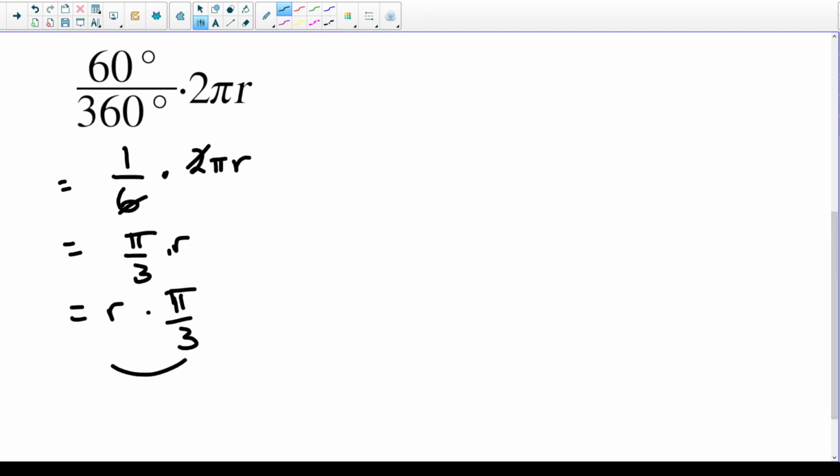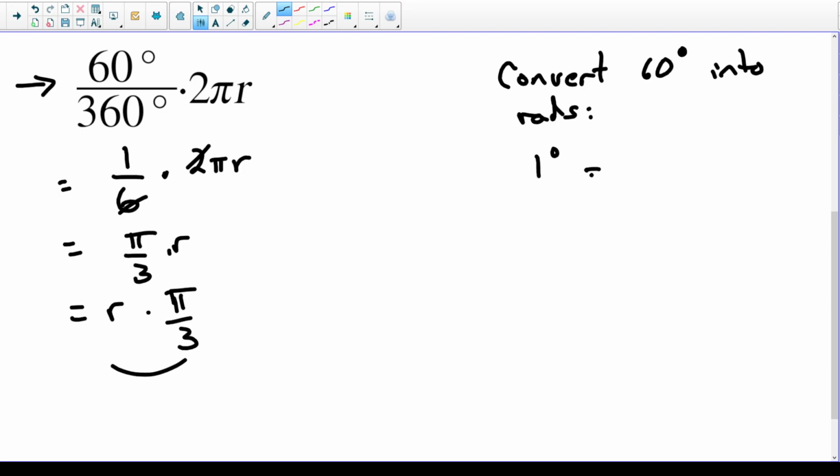Now this is interesting. We started with degree values, but all of a sudden it looks like we have radian measures in there. And if we convert 60 degrees into rads, using the conversion factor that I showed on the previous slide. So we know that 1 degree is equal to pi over 180 radians.